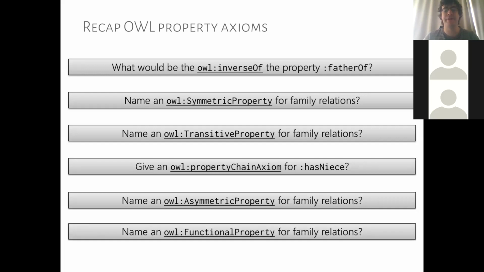Name a functional property for family relations. So functional property for family relations, we saw has biological father. Other examples, has biological mother. Maybe not so interesting. Has biological grandfather would definitely not be a functional property because people can have two biological grandfathers. So we need relations that only have one. Maybe a more interesting case would be has twin sibling. So you can only have one twin sibling. Yeah, I can't think of any more interesting examples.